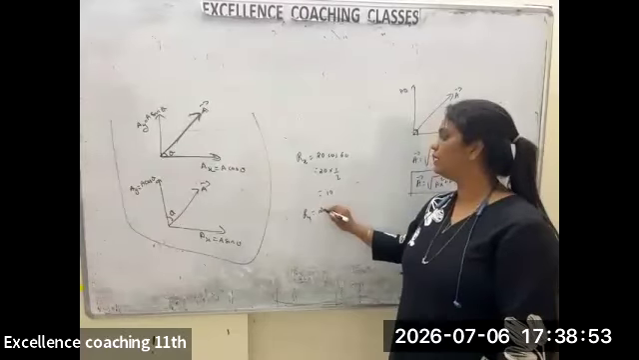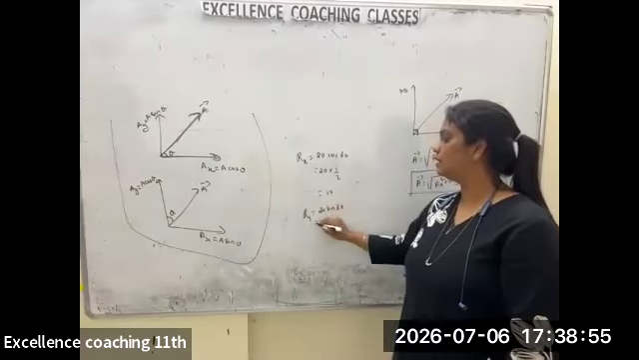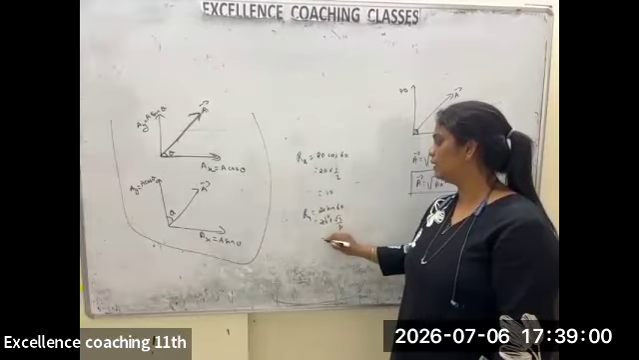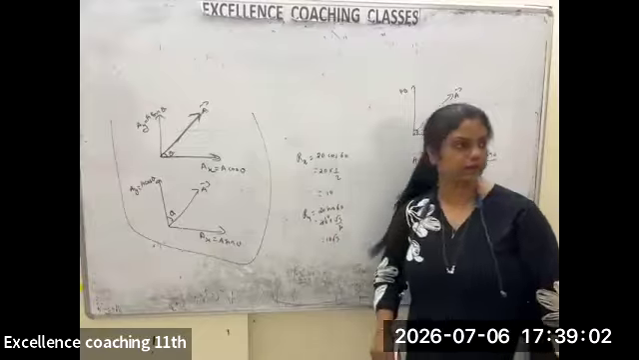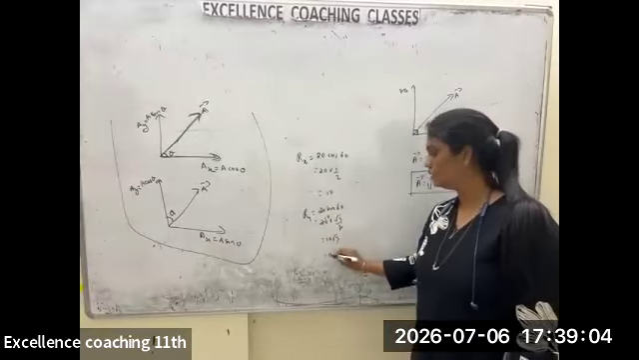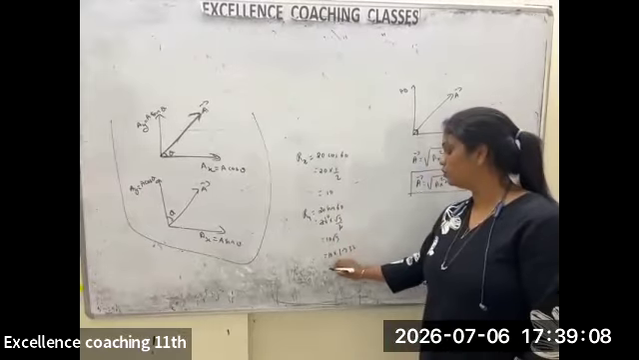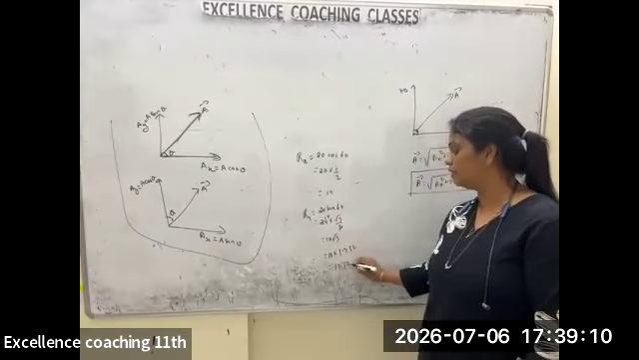Ry will be what? 20 sin 60. How much is sin 60? Root 3 by 2. So it will be 10 root 3. If you want, you can solve this further. 10 into root 3 value is how much? 1.732. So this will be 17.32.